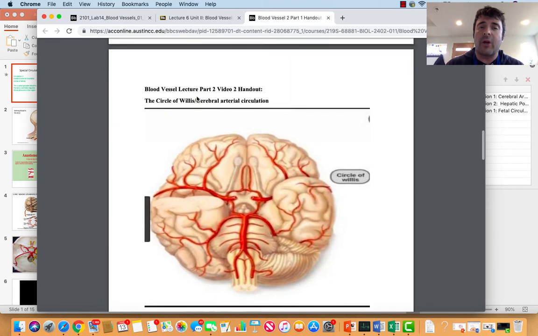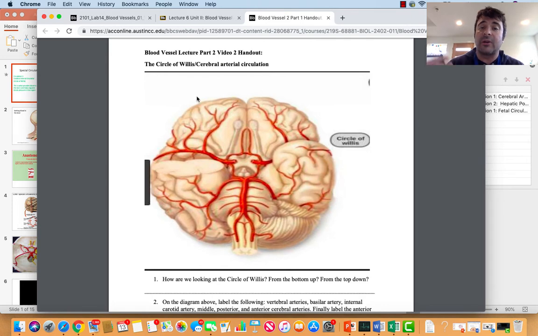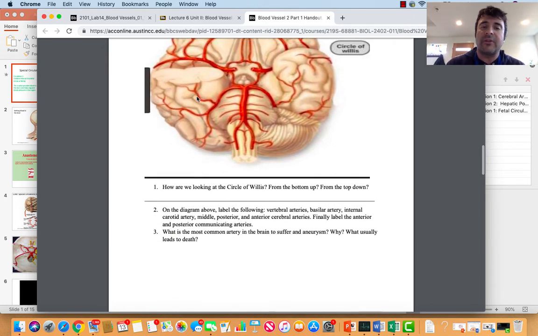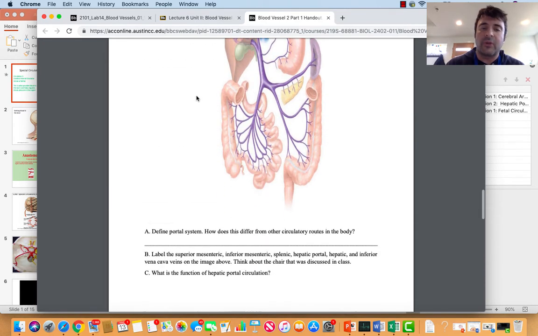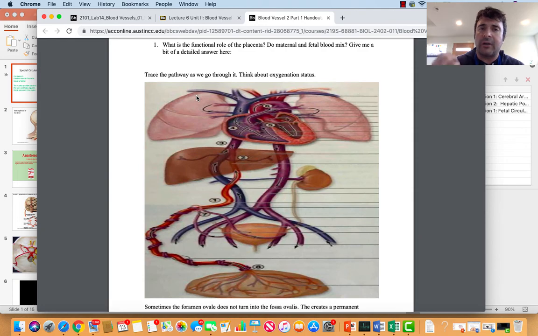But if you want to track along with what we're talking about on the video, and you want to think about some of the things that are going to come up on the quiz over this particular material, I would have this handout out and available to you so you can answer the questions as we go along. It'll give you a guide to frame what we're talking about.